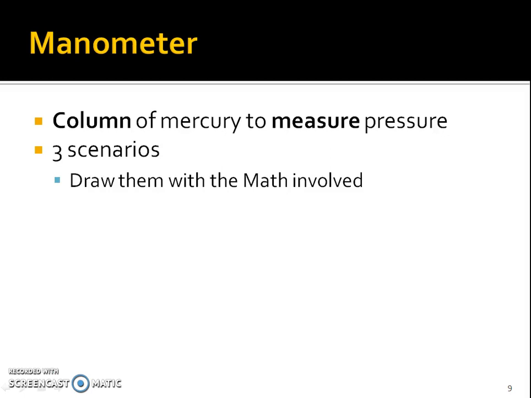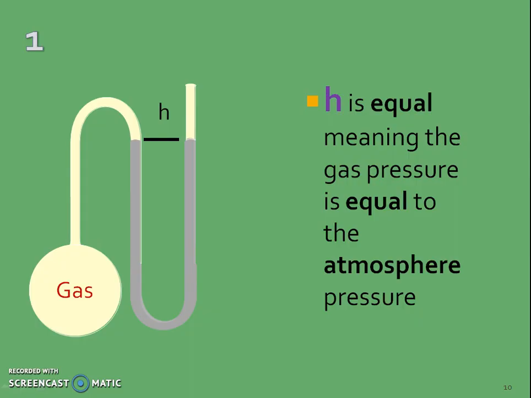So a manometer is a column of mercury to measure pressure. There are actually 3 scenarios that could happen with this manometer, and we have to do a little bit of math to adjust for that pressure. Here, if we have a gas container and we fill it up with mercury, the pressure of the atmosphere equals the pressure of the gas. How do we know that? Because the height is equal on both sides of this mercury column.